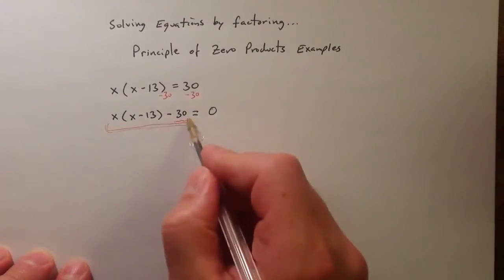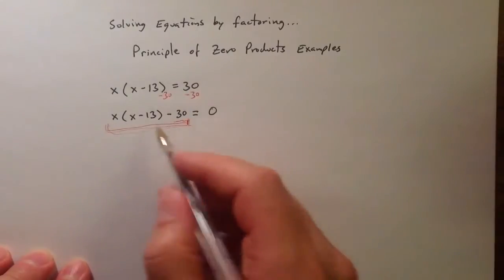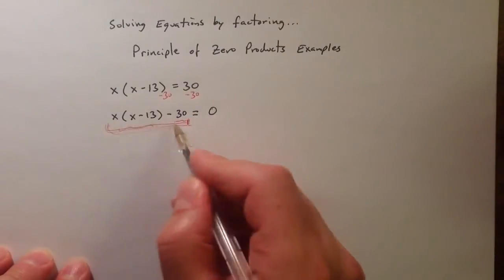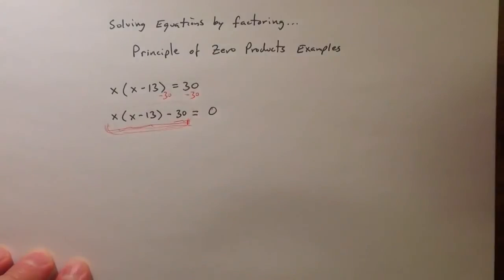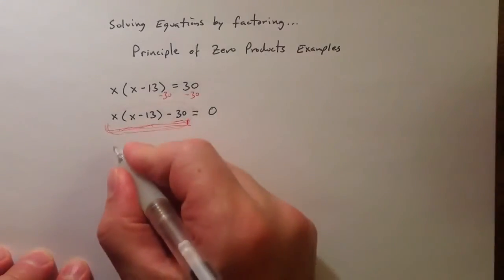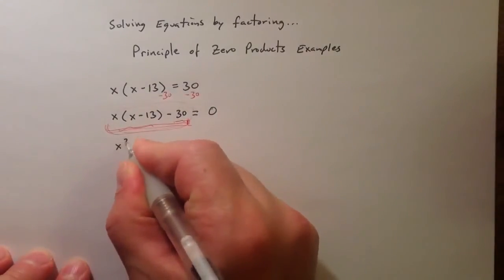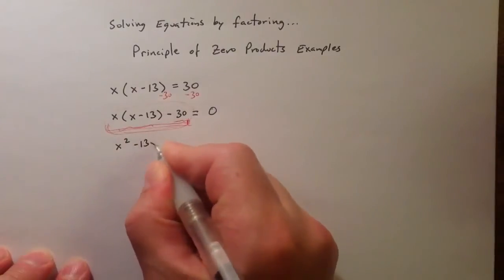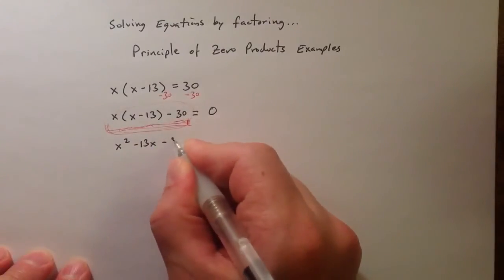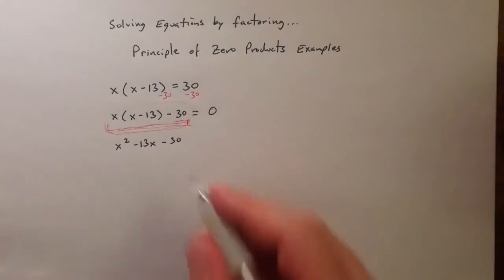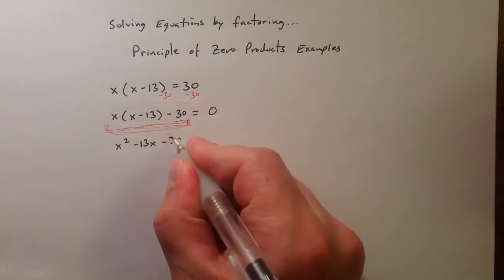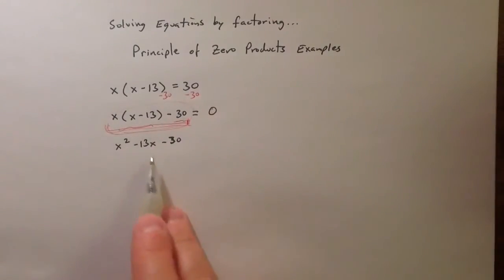The way it's written here, it's not factored because this part is factored, but the whole thing isn't factored. So I actually need to multiply it out first. I get x squared minus 13x minus 30. So factoring an expression, I have to be a little bit careful. The negative signs are important.